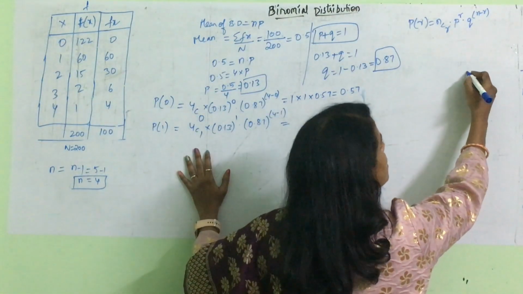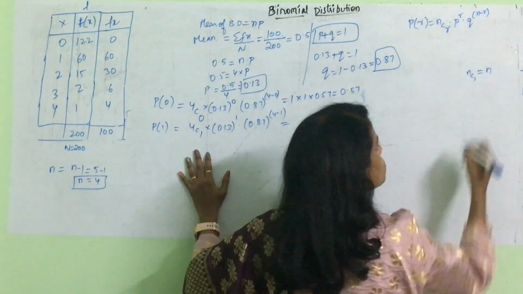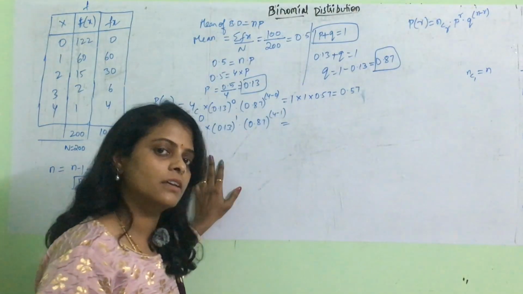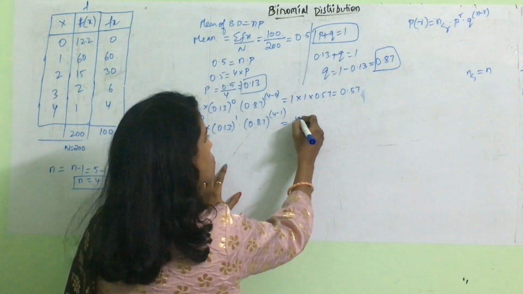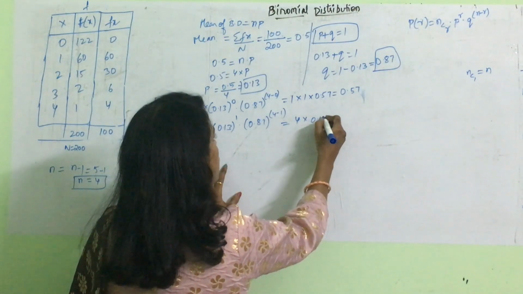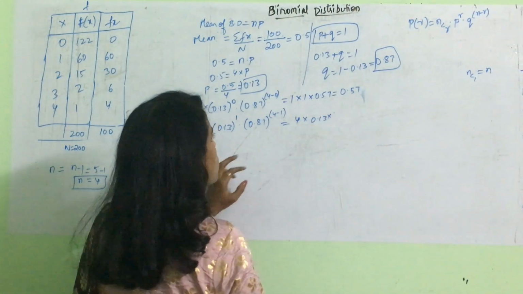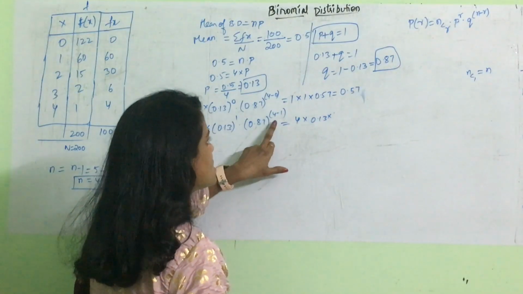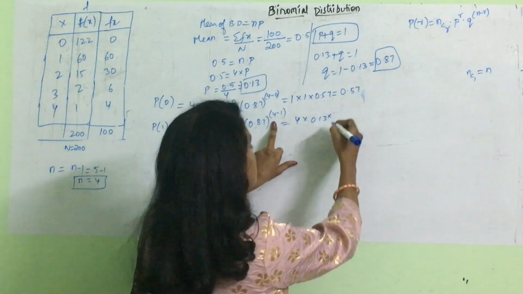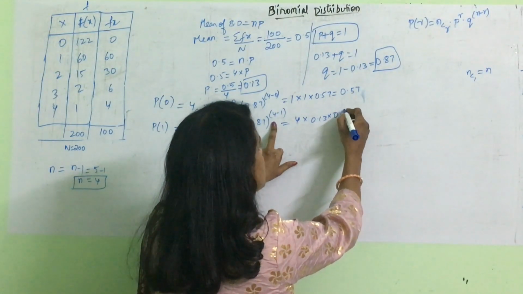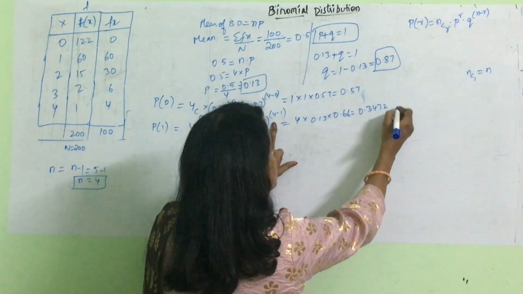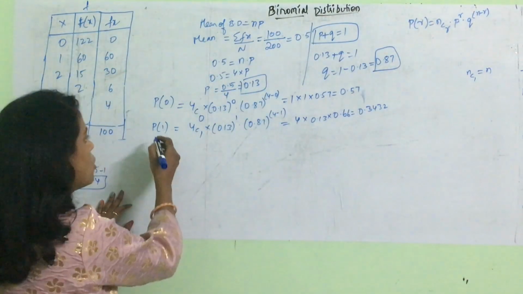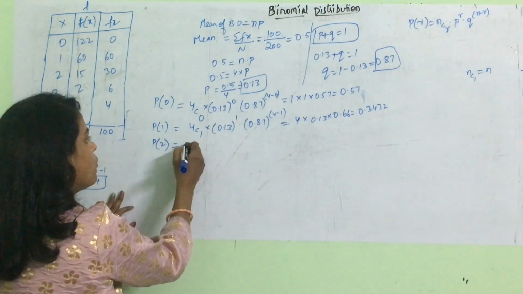You can see here, nC1 equals n. So what is 4C1? 4C1 equals 4. So 4 into 0.13 into 0.87 to the power 3, that is 0.66. So the total value is 0.3432, which is the value of P(1). Next we'll go with P(2).